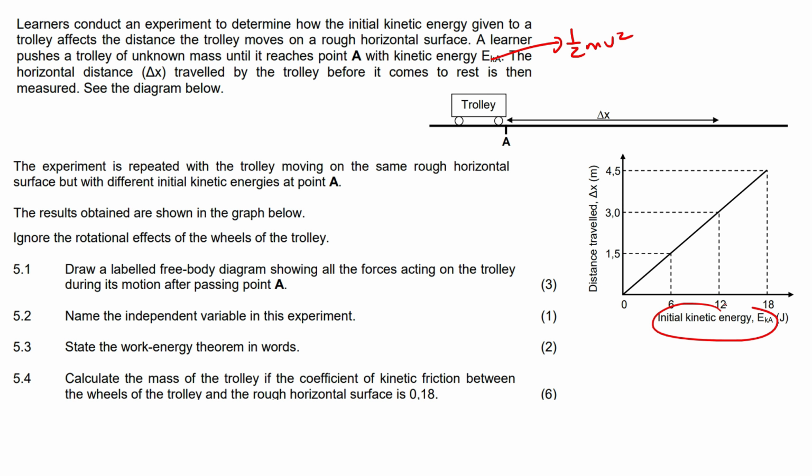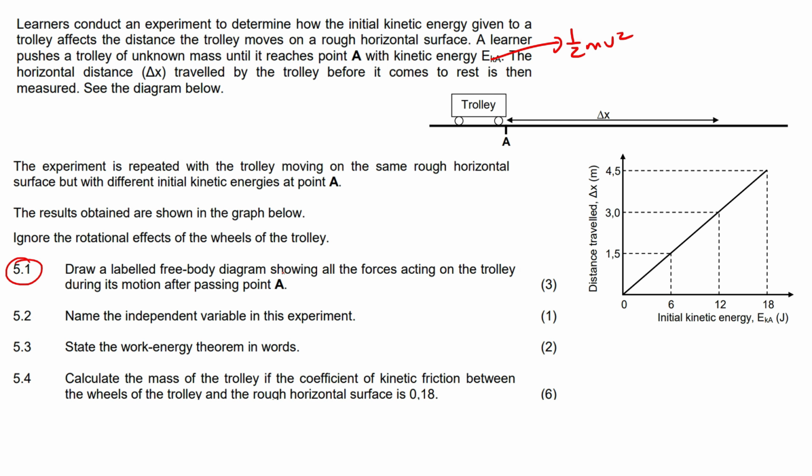You can see on this graph that when they gave an initial kinetic energy of 6, the trolley was able to travel 1.5 meters. When it was 12, the trolley was able to travel 3 meters, and when they gave it 18, the trolley was able to travel 4.5 meters. So that's pretty easy to understand. The experiment is repeated with the trolley, but at different initial kinetic energies. The results are shown. Ignore the rotational effects of the wheels of the trolley.